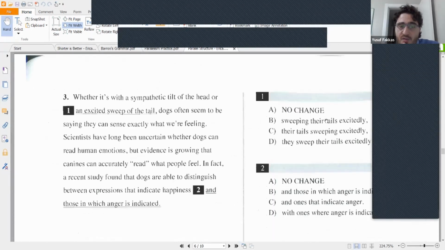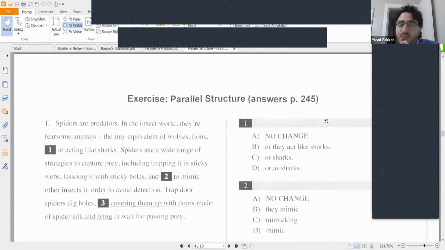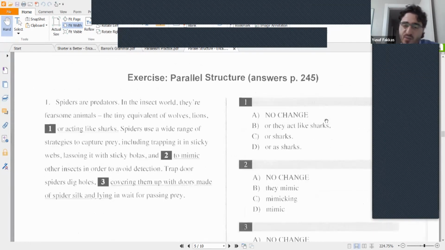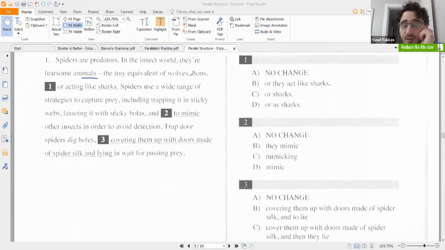And here we have a lot of paragraphs. Okay, we're gonna do some paragraphs together, and then we're gonna do some paragraphs on our own, and we're gonna leave the last part as homework. Let's start with the first one. We're gonna do it together, okay? Look, spiders are predators. You have it here. The exercise part. Spiders are predators. In the insect world, they are fearsome animals, the tiny equivalent of, and here starts the list: wolves, lions, or acting like sharks. So what should we do here?